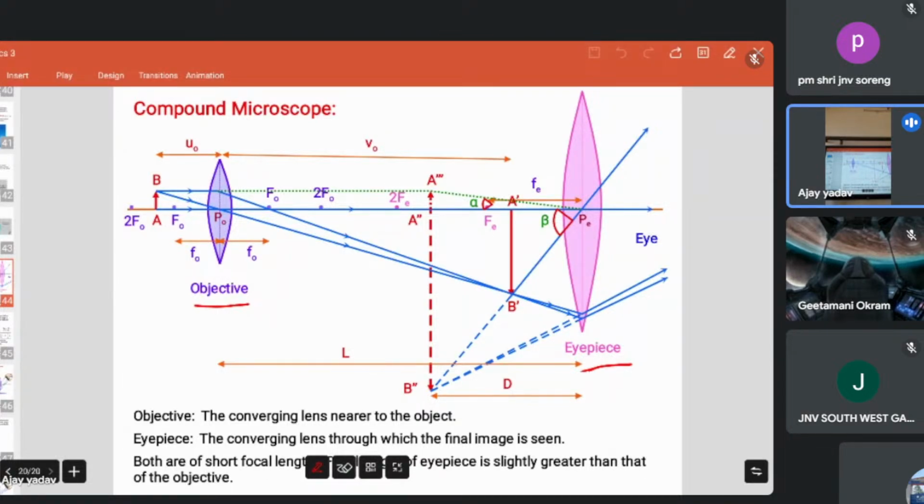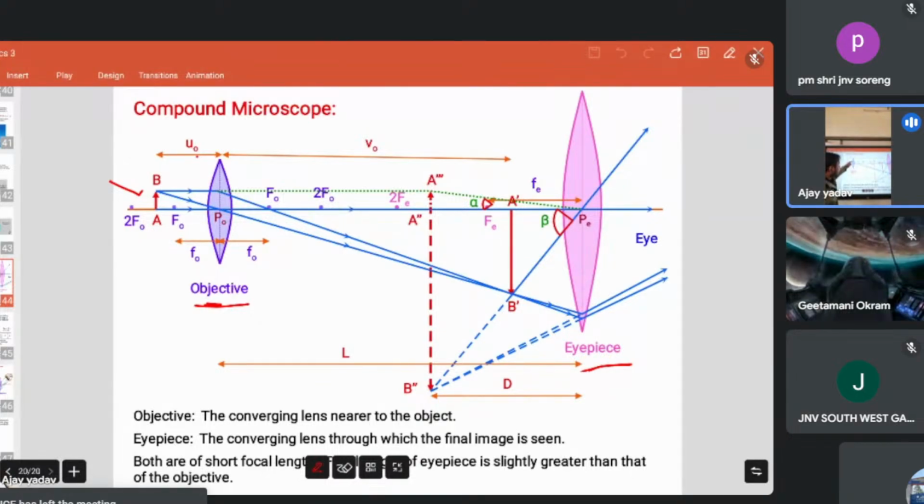So here the objective lens has a short focal length and short aperture. The eye lens also has a short focal length, but more than the objective, and a large aperture. Okay, so this is the object for the objective lens. U_O, where U means object distance and O means for the objective lens. So this is the object distance for the objective lens.